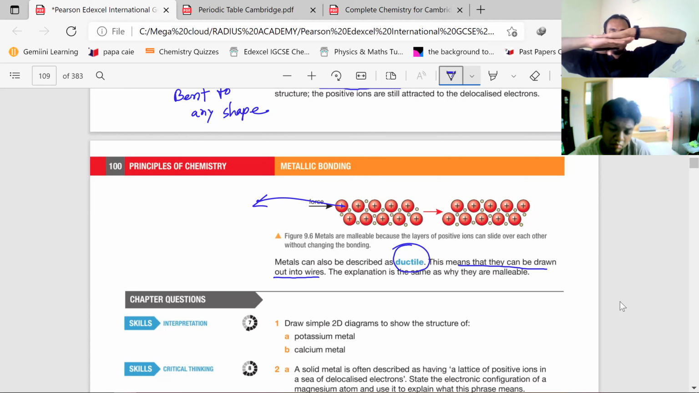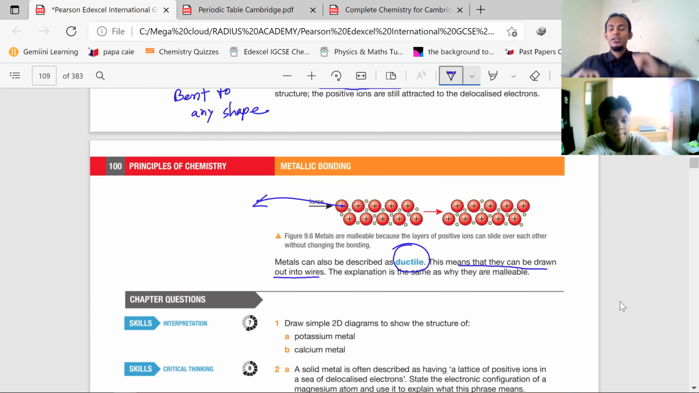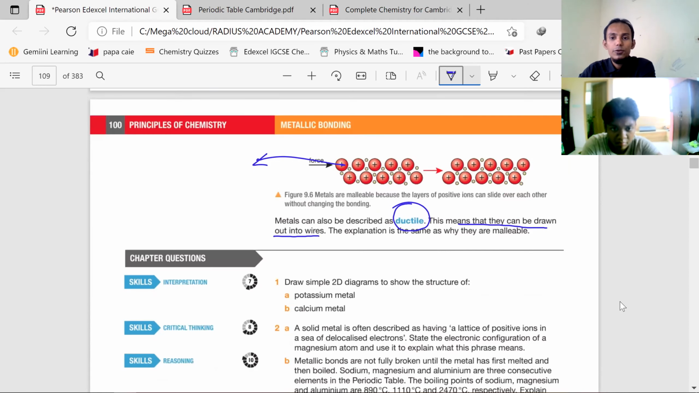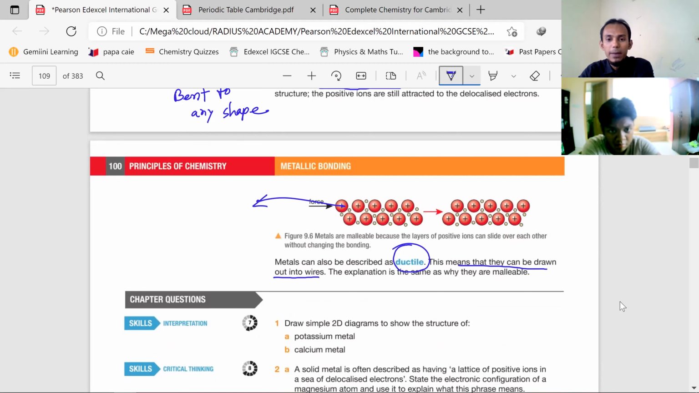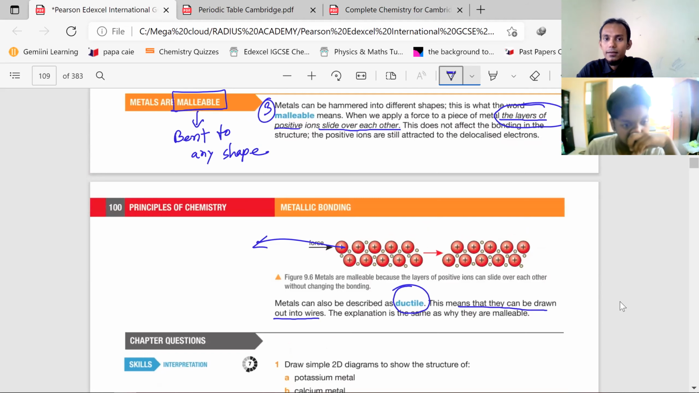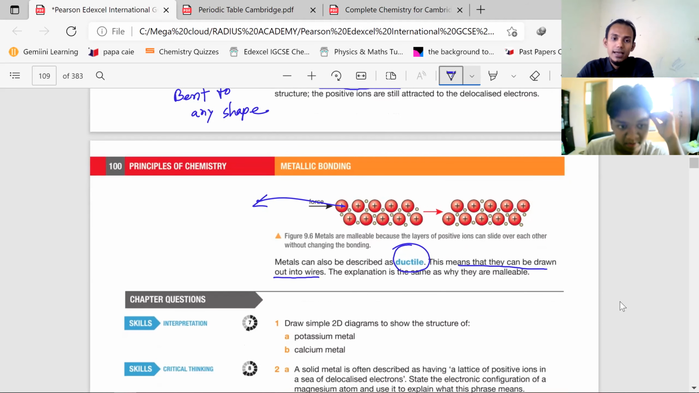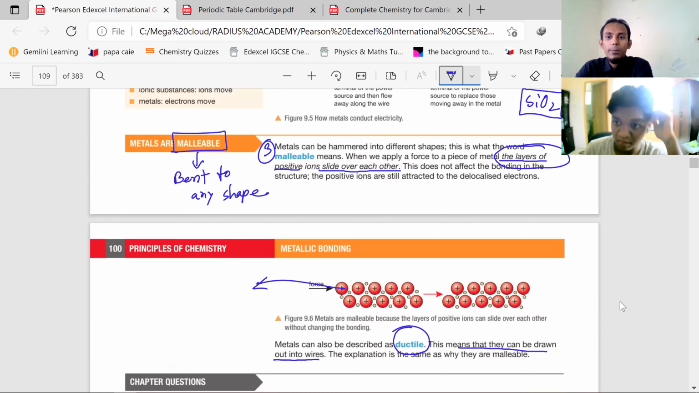If you pull, see, a wire-like structure is formed, right or wrong? Yes, sir. Right. So ductile is the same thing. If you pull them, or apply force, they can be hammered to shape, to wire, and the explanation is the same as malleable. Because the metal ions are present in layers, the layers can slide over each other, so they are ductile. Malleable, if we apply large force, as metal ions are present in layers, they can slide over each other, done.